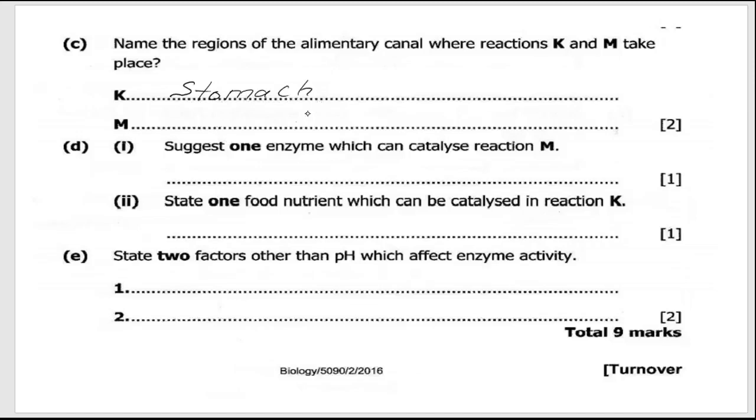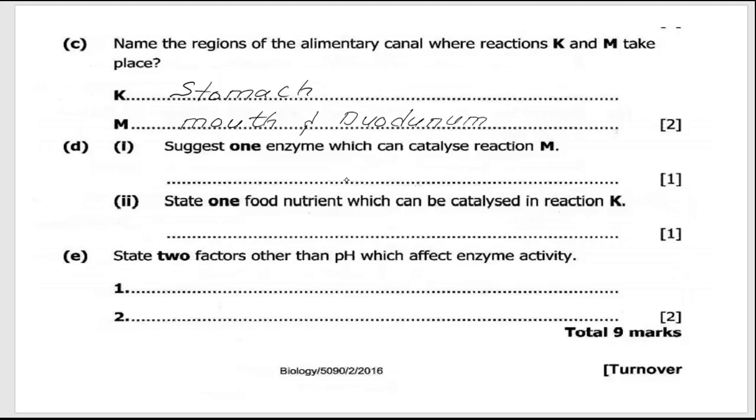Stomach is acidic. The mouth is alkaline in nature. Same applies to the duodenum. These regions are alkaline. So we're going to say the mouth and the duodenum. That is the first part of the small intestine.